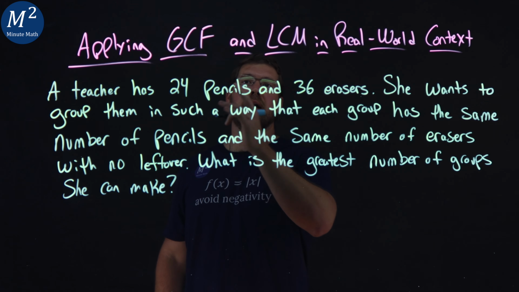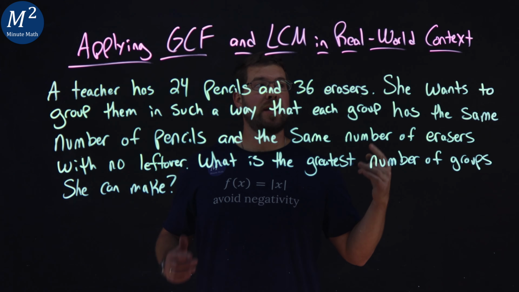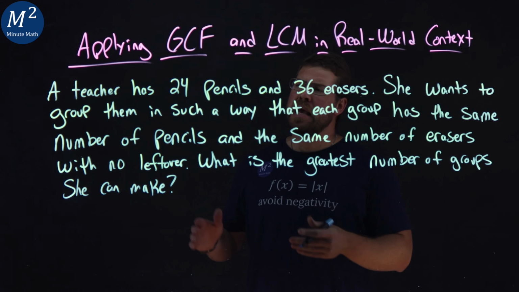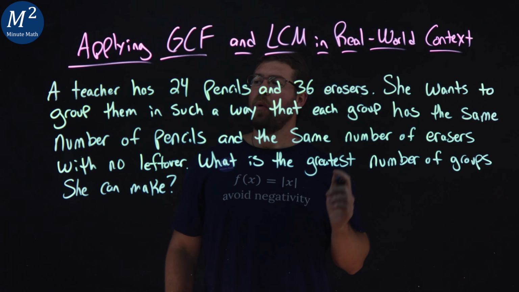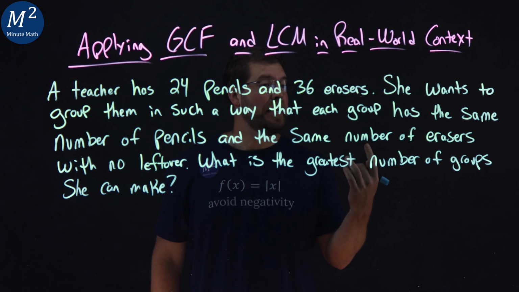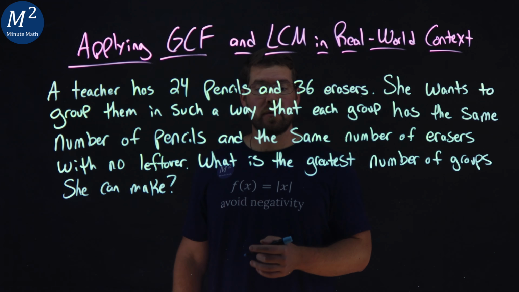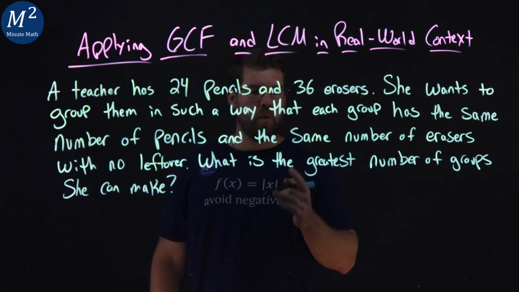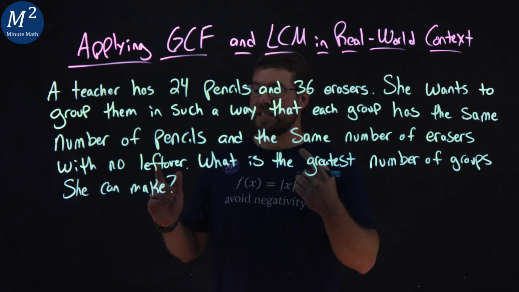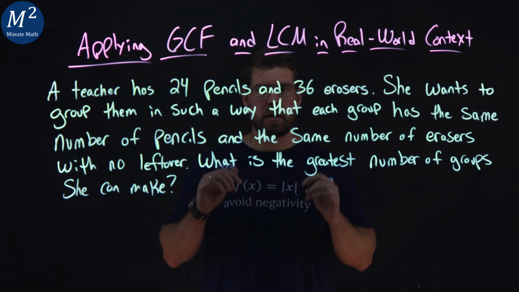Let's learn about applying the GCF and LCM in real-world context. A teacher has 24 pencils and 36 erasers. She wants to group them in such a way that each group has the same number of pencils and the same number of erasers with no leftover. What is the greatest number of groups she can make?